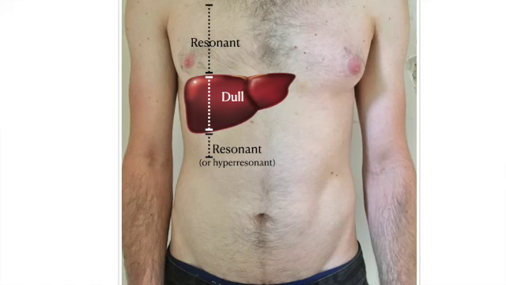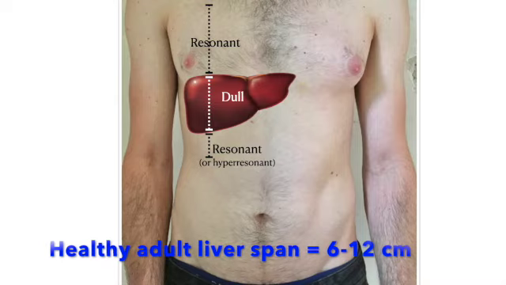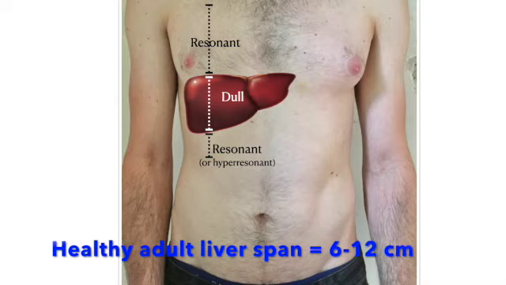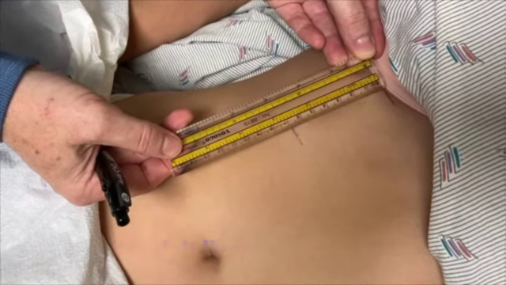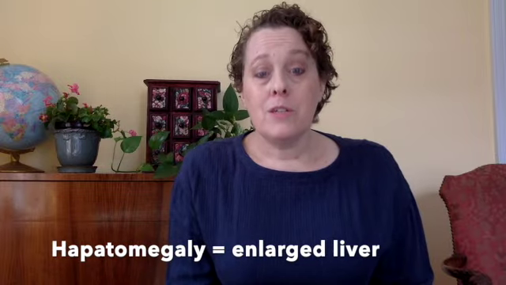In an adult, it's usually between 6 and 12 centimeters. A really short person, it's going to be closer to 6 centimeters. A very tall person, it's going to be closer to 12 centimeters. If it's more than you expect, what might be going on? Hepatomegaly. Now, there are lots of other ways to assess the liver, but for the time being and for the NCLEX, this is pretty much what you need to know for physical exam.